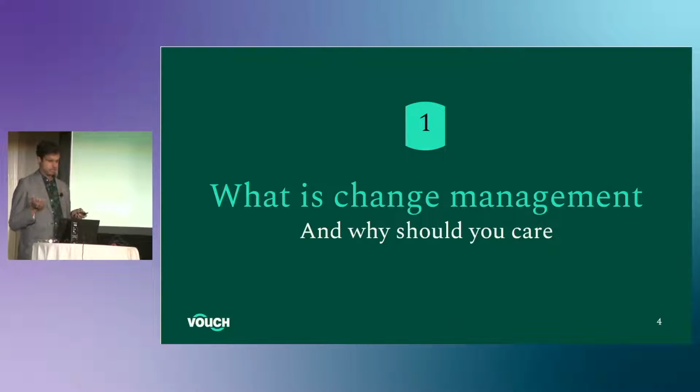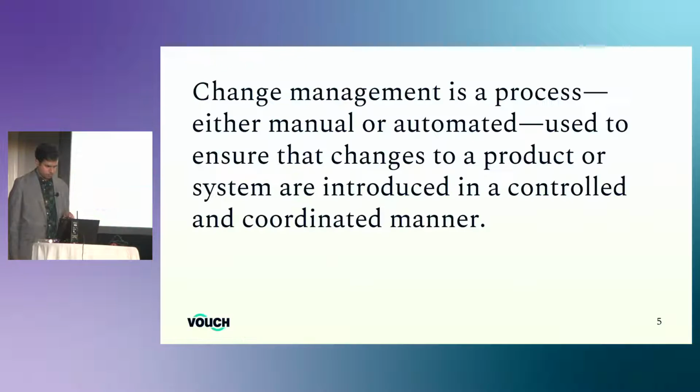The first section is what is change management and why you should care. A lot of you probably don't know what it is, and that's great. But a lot of you maybe have come from a software or agile background, and you know what it is. This is a Wikipedia definition: it's a process, either manual or automated, used to ensure that changes to a product or system are introduced in a controlled and coordinated manner. On this slide, I want you to pay attention to 3 words: process, controlled, and coordinated.